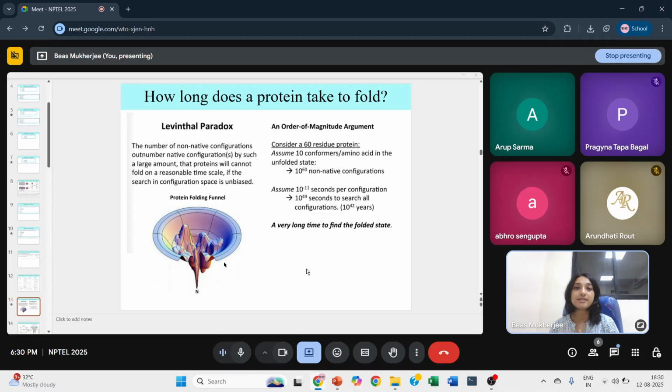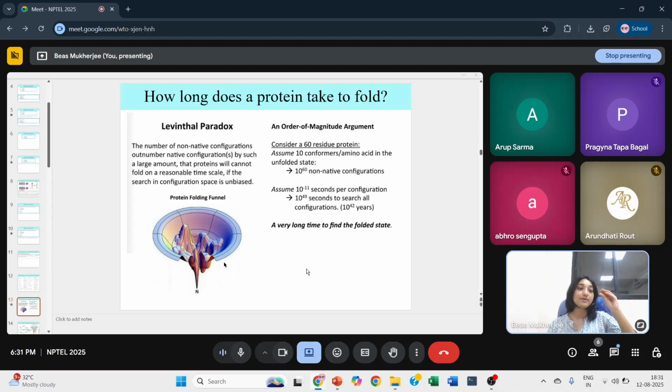Okay, so he is saying that every amino acid can have these 10 different conformations. That is possible. So then there can be 10 to the power 60 non-native configurations of the protein, because there are 60 amino acids.